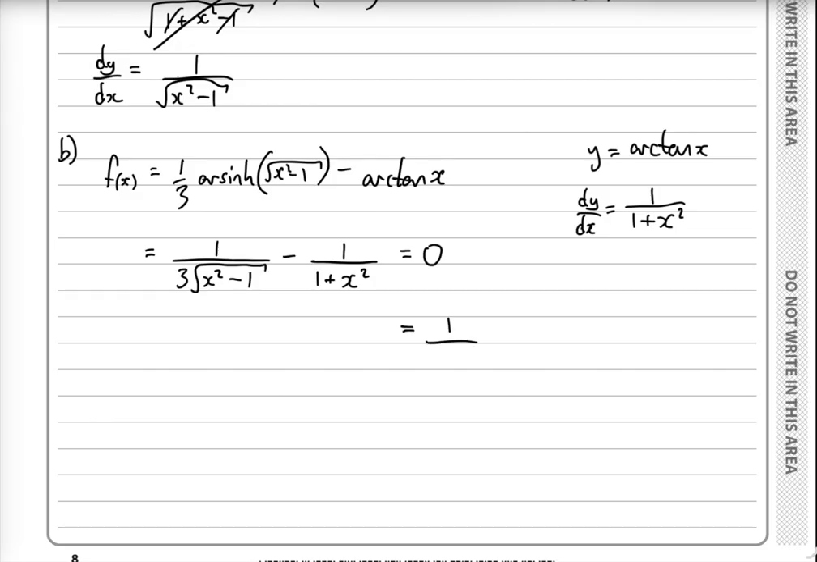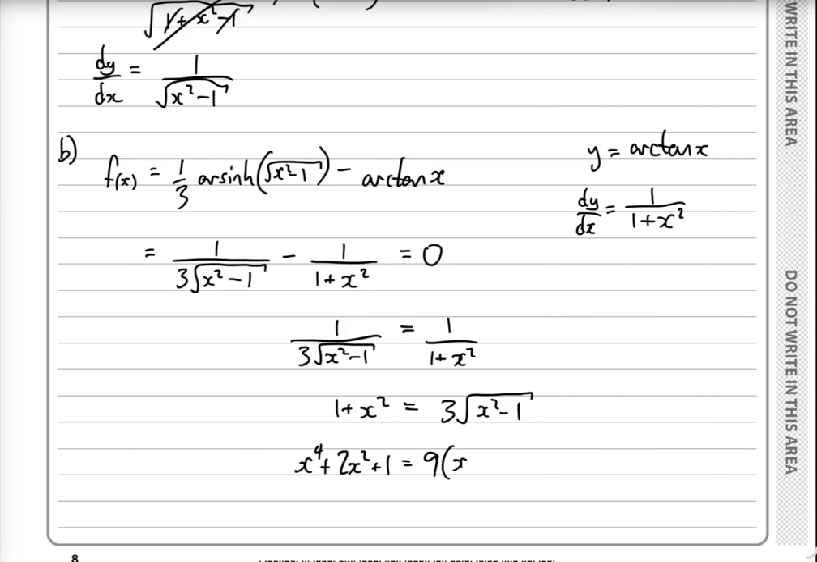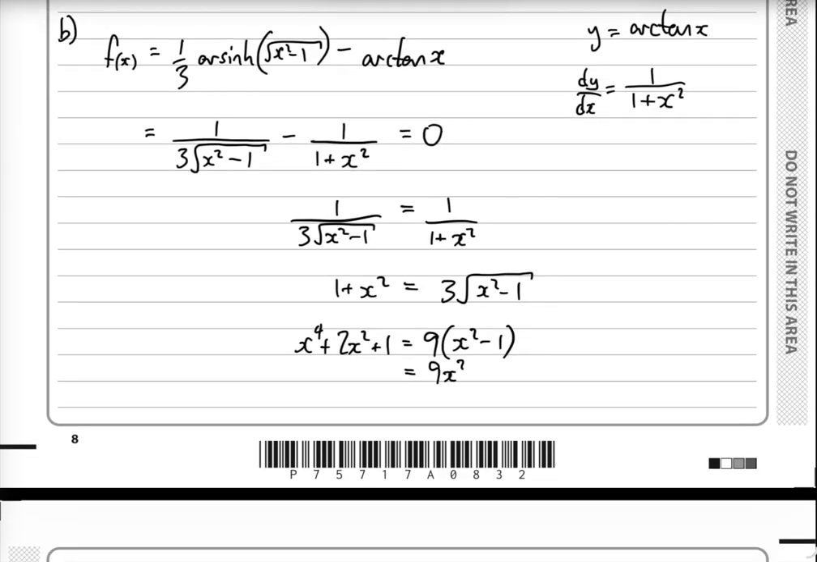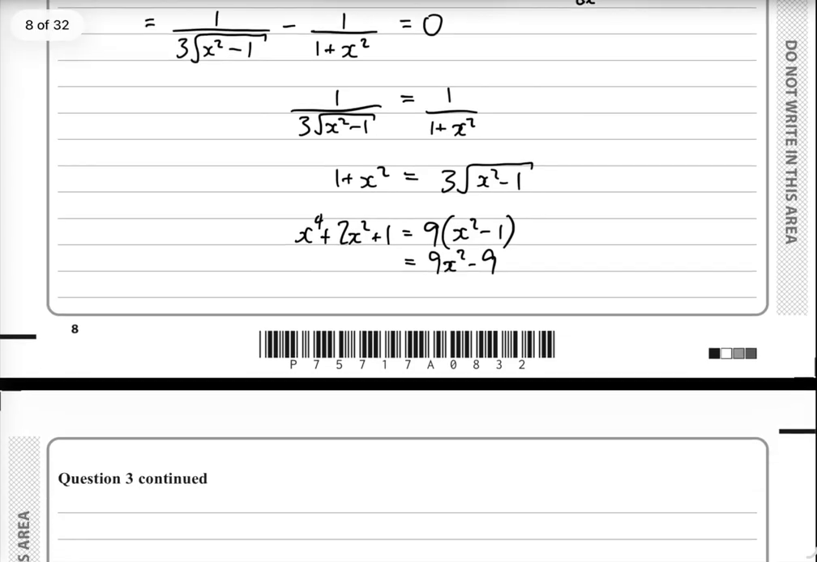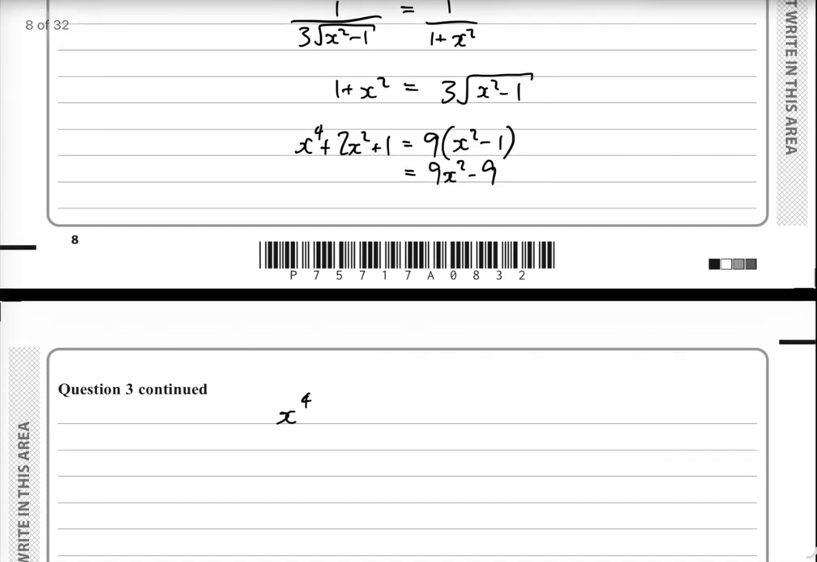So I'll bring that over here, 1 plus x squared, 1 over 3 root x squared minus 1. Bring them out of the denominators. Square everything. That gives us x to the 4 plus 2x squared plus 1 over here. 9x squared minus 1. 9x squared minus 9. Bring those over to keep my x to the 4 positive.